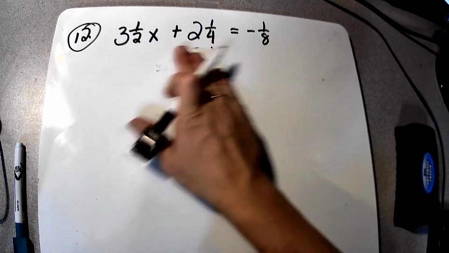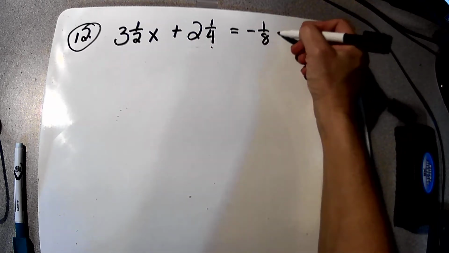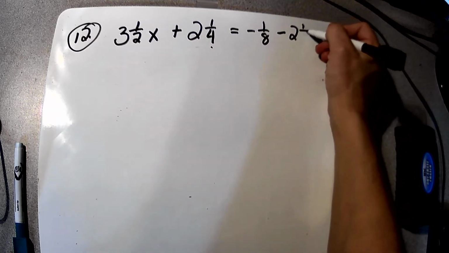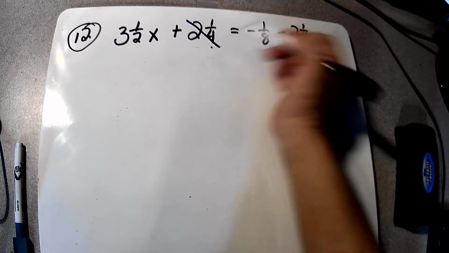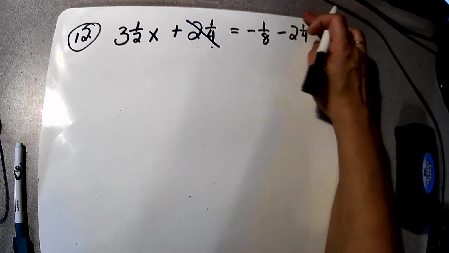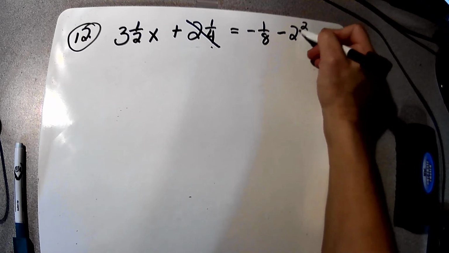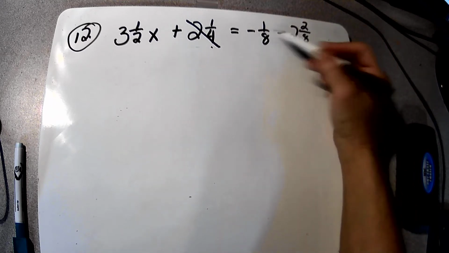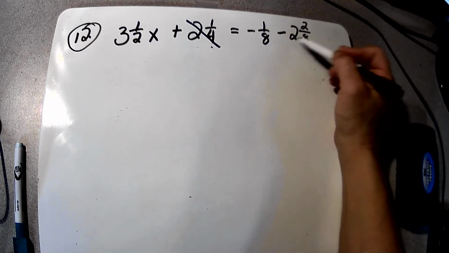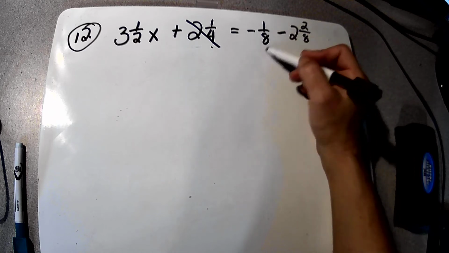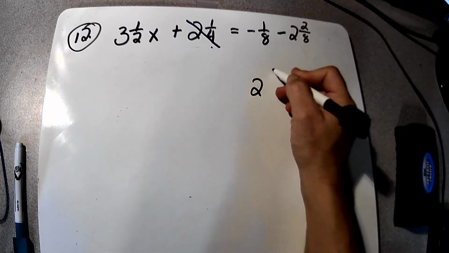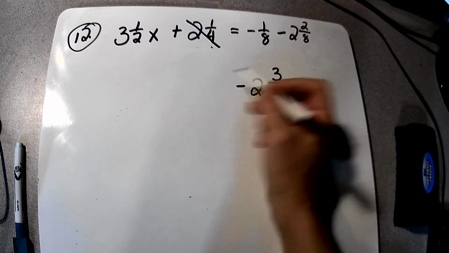And I'm going to do change sides, change signs. So I'm going to put that over here. It's 2 1/4. But really, 1/4 is the same thing as 2/8. That makes this easier. And these are both negative, so we're going to add them. 2 2/8 plus 1/8 would be 2 3/8, and it's still negative.